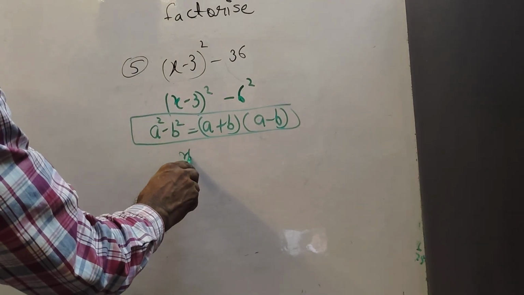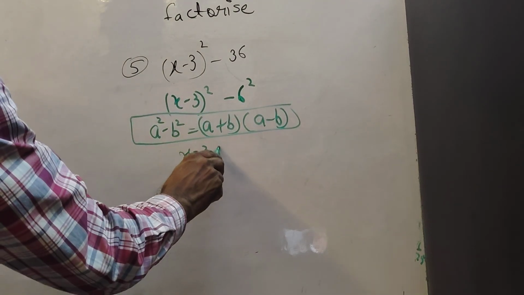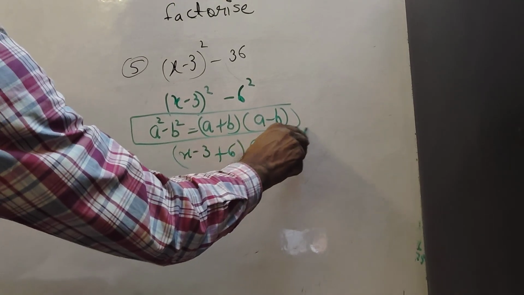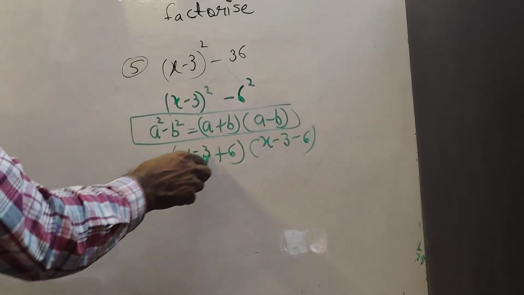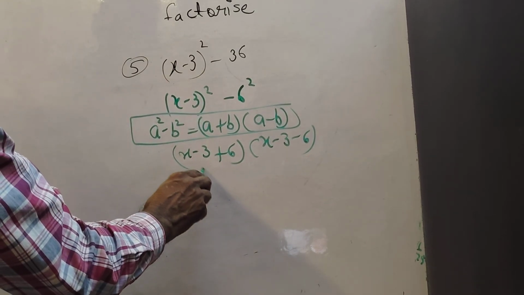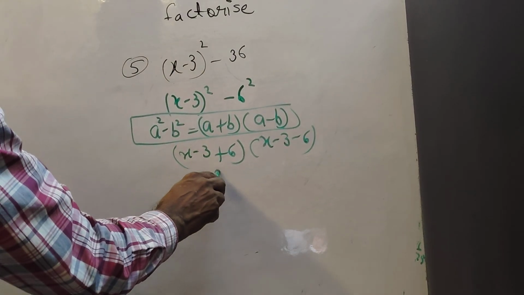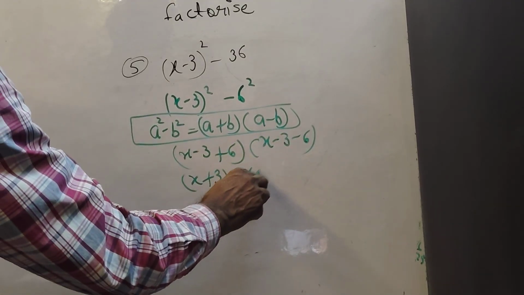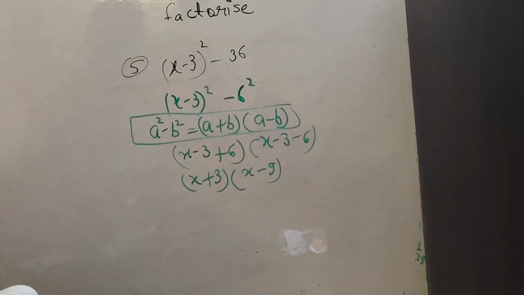So this x minus 3, then first we write plus 6, and x minus 3, second bracket we write minus 6. Since there is like terms minus 3 and 6, they are constant terms, so further simplified. So minus 3 plus 6 we obtain plus 3. In second bracket x minus 3 minus 6, so it gives us x minus 9. This is the final answer.